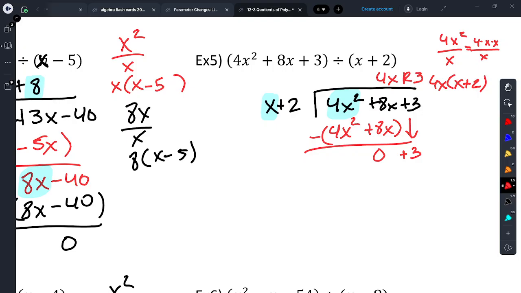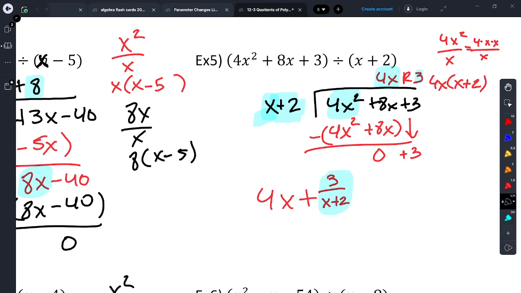Yeah? You with me so far? Okay, now how do I write my answer? This is how you write it. 4x plus, what's the remainder? 3. And what is 3 being divided by? Divided by x plus 2. That's the first time you're going to see this, yeah? That is your remainder. What did I do? I just wrote the number, and the remainder became over the number I was dividing by. Is that hard?